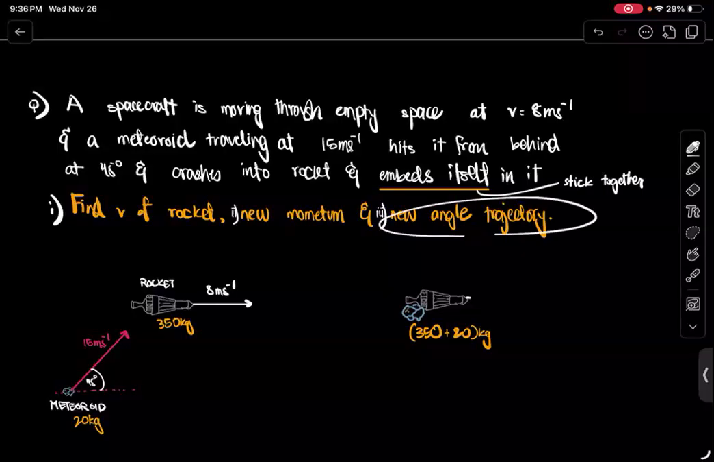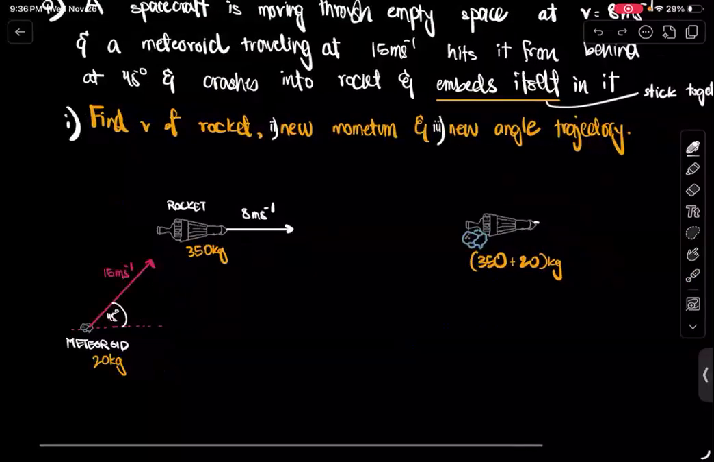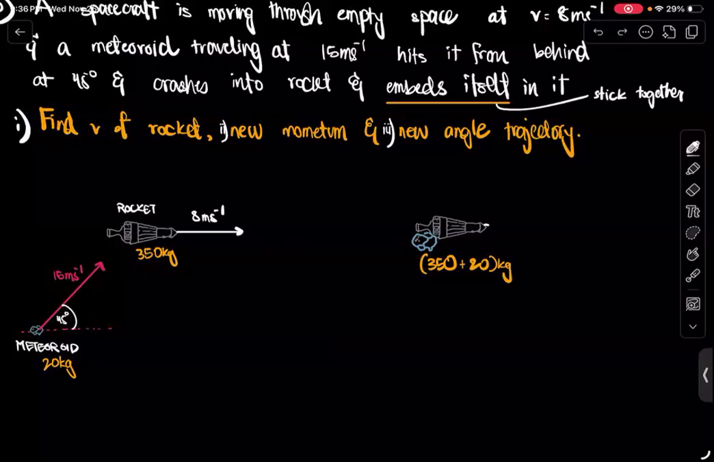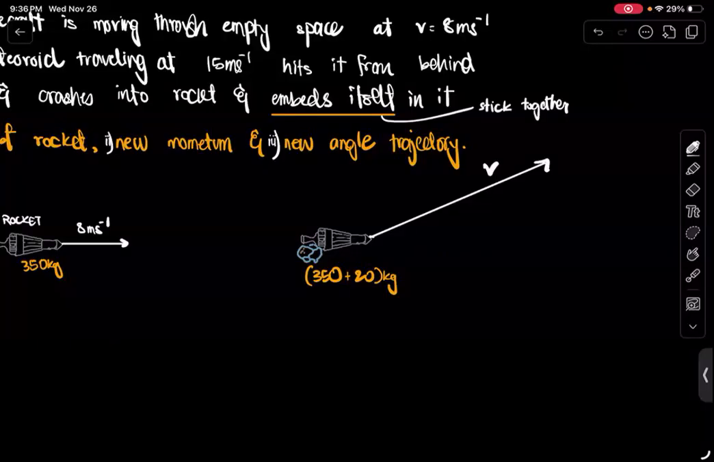Why did you find out the new angle of trajectory? Imagine this. Think about it just for a second. Forget physics. The rocket is going in a straight line. The meteoroid hits it at an angle. So when it sticks together, it is going to alter the trajectory of the rocket by some angle, right? It's not going to keep continuing straight. It's probably going to go at a certain angle of trajectory. And what we want to find out is the new velocity, the new momentum, and the new angle. We've got to find out this theta, right?